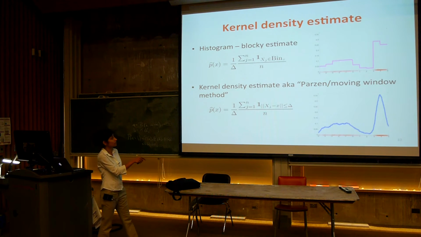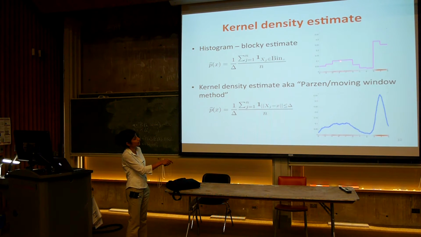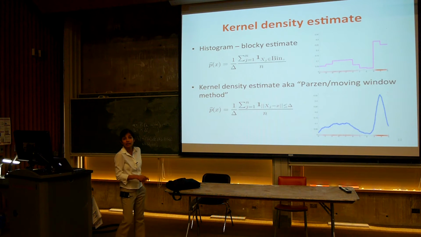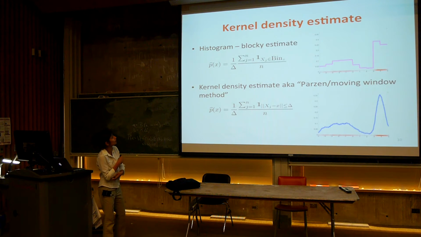Okay, so we talked about the histogram estimate, and we said it tends to be blocky. You can see the estimate built up here. And clearly, because you define these bins, it's very, very blocky.